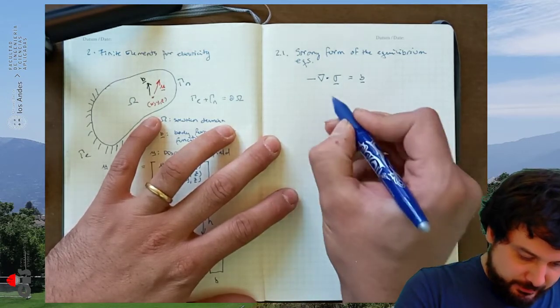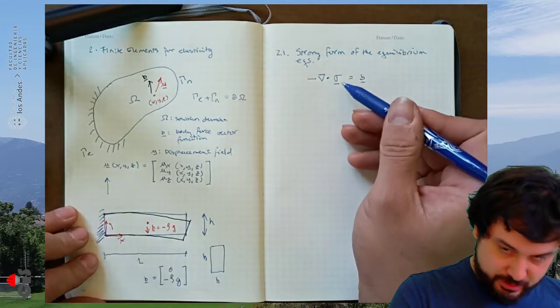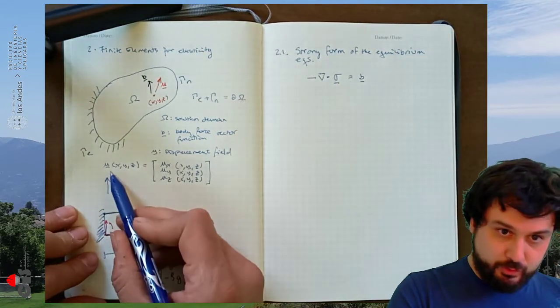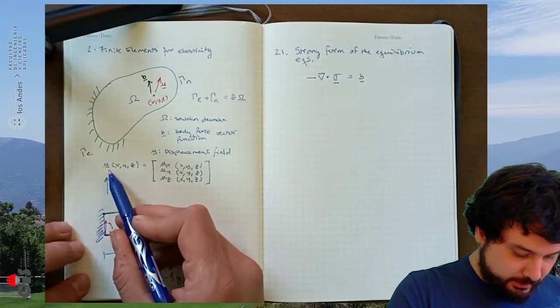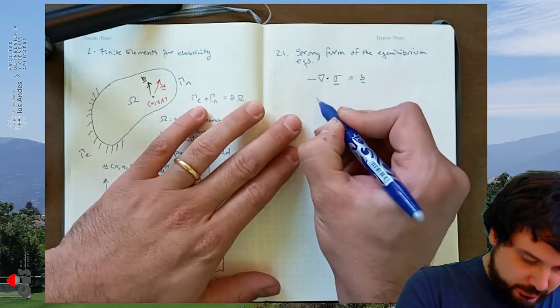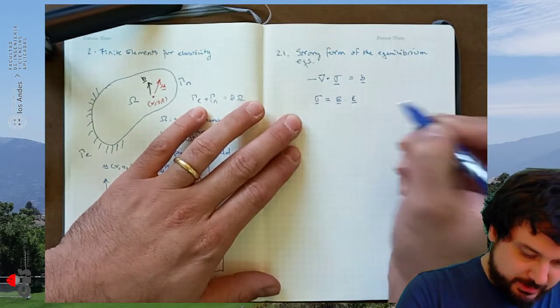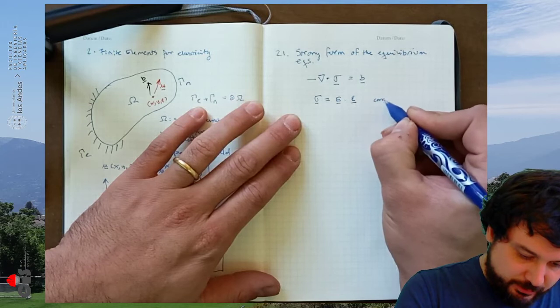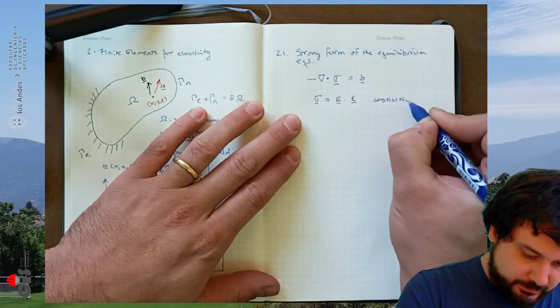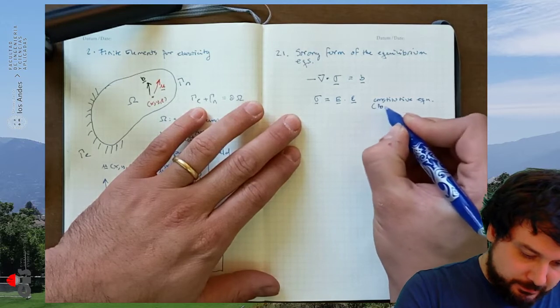So first you need that sigma. So okay, in this case, this equation is not a function directly of u, our primary unknown. So in order to get that, we'll say sigma is equal to E times epsilon. That's our constitutive equation. And that's Hooke's law.